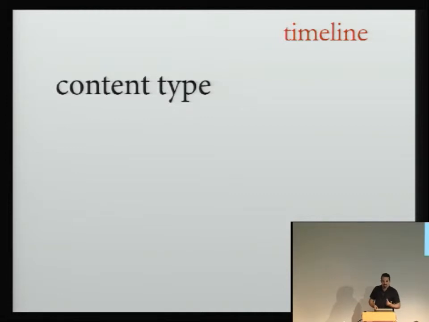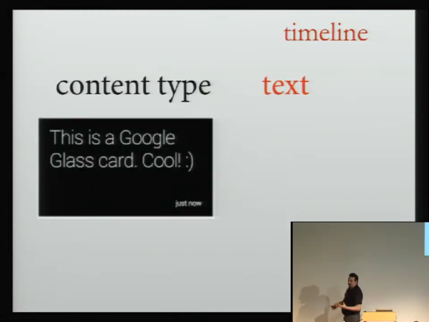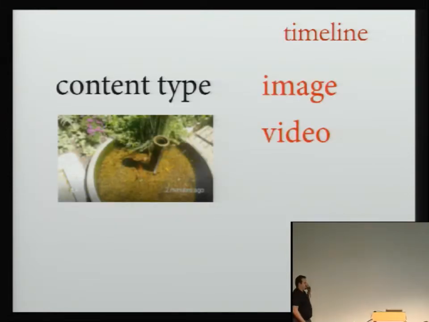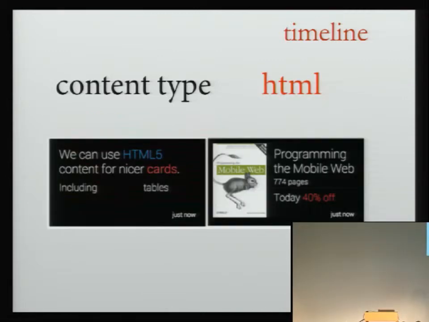About content types on the card. We can send simple text cards, just plain text. We can send video and images. The video, and now we can also send audio. The video can be a video file, or we can send a URL for streaming. And a card can also be HTML5. So we can create HTML content, rich content for the card.